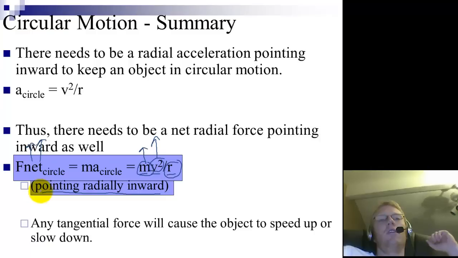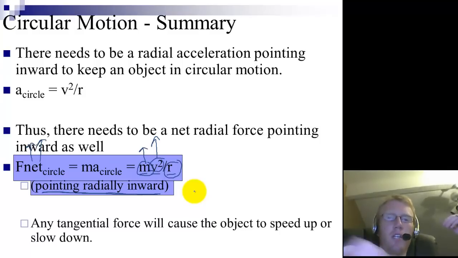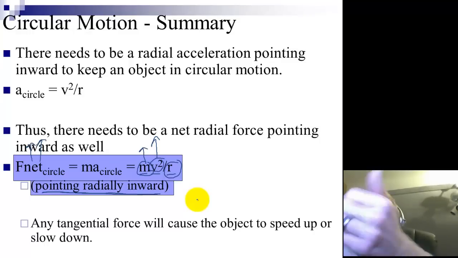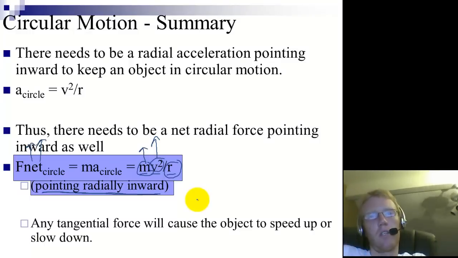So this force pointing radially inward, it's perpendicular to the motion, so it's not going to speed the object up or slow the object down. It's just simply going to turn it. So if you want your object to speed or slow, you have to provide a force in the same direction, it's going to speed it up, or a force in the opposite direction to the way that it's going to slow it down. And those forces would be called tangential.